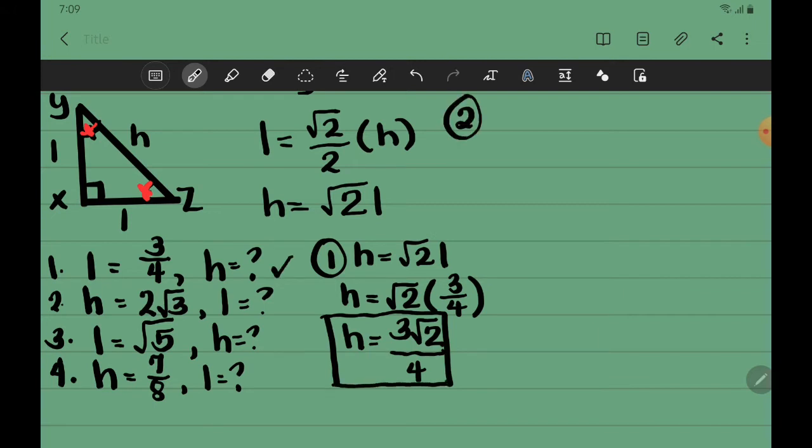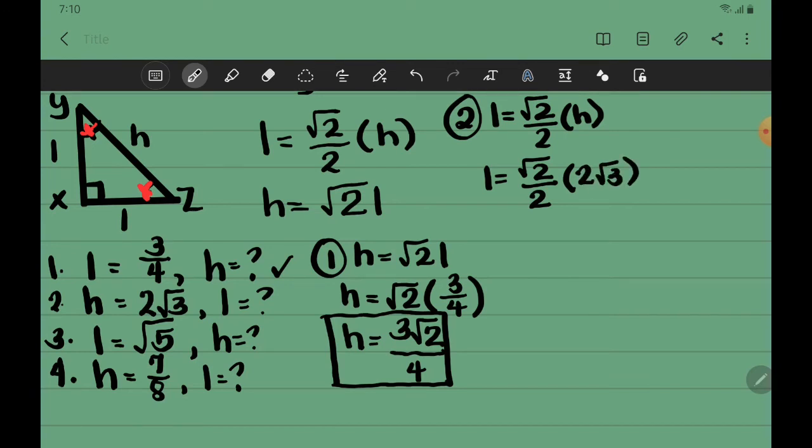So, number 2, we have h is equal to 2 square root of 3, and we are going to look for the measure of leg. So, since ang nawawala is L, we are going to use the first formula, which is L is equal to square root of 2 over 2 times the hypotenuse, or h. And then, substitute lang natin yung value ng h. So, yung h, palitan natin ng 2 square root of 3.